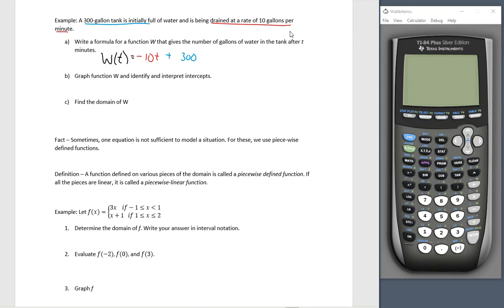This gallons per minute, gallons tell you the units of the output. The one in the denominator that's per, that's the units of the input. Okay, graph W and identify any intercepts.